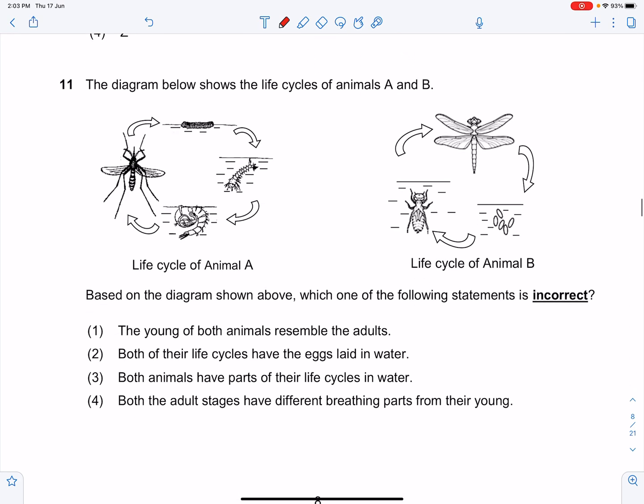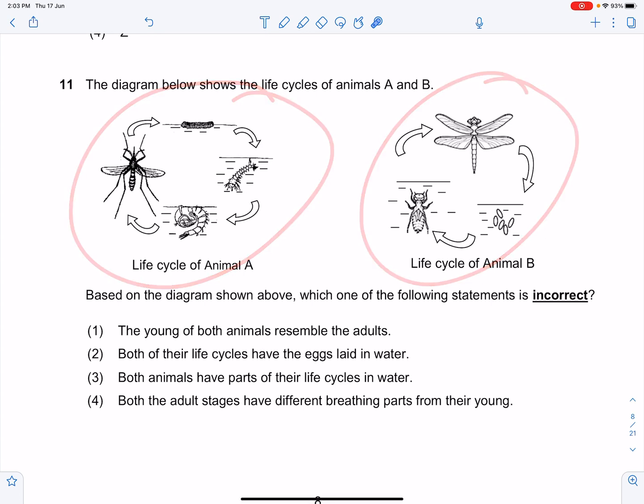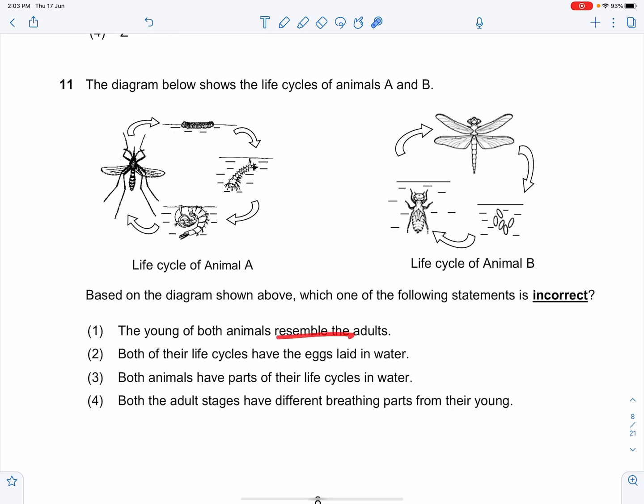Moving on to question 11, the diagram below shows life cycles of animals A and B. Based on the diagram above, which of the following statements is correct? When you're given life cycles, you really need to just compare them side by side. So firstly, the young of both animals resemble the adults. Right off the top, you know that's not true. You look at your mosquito, in no way does your adult mosquito look like it. So straight away, let's cross that out.